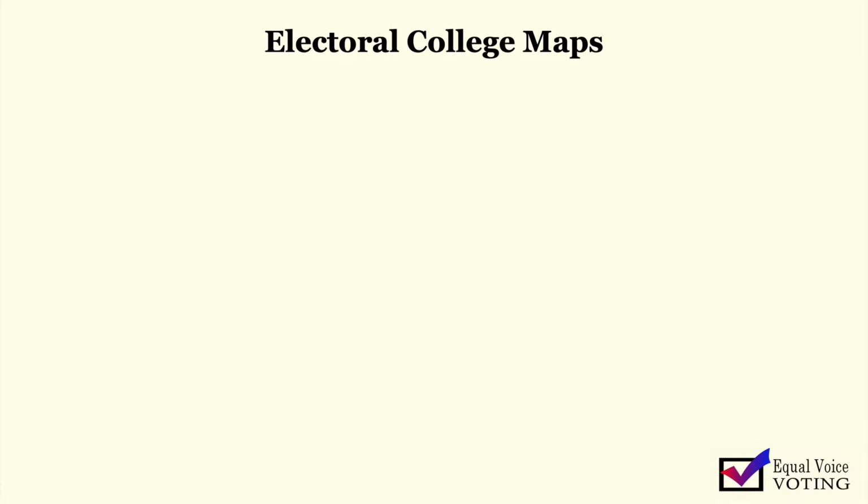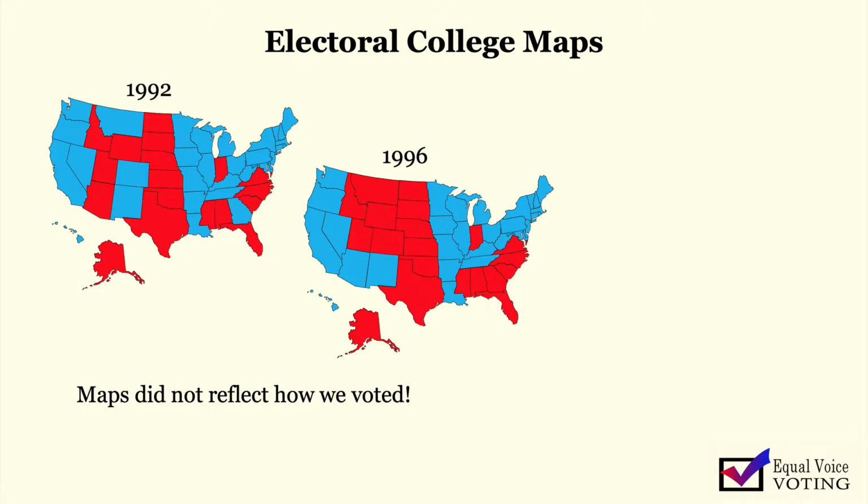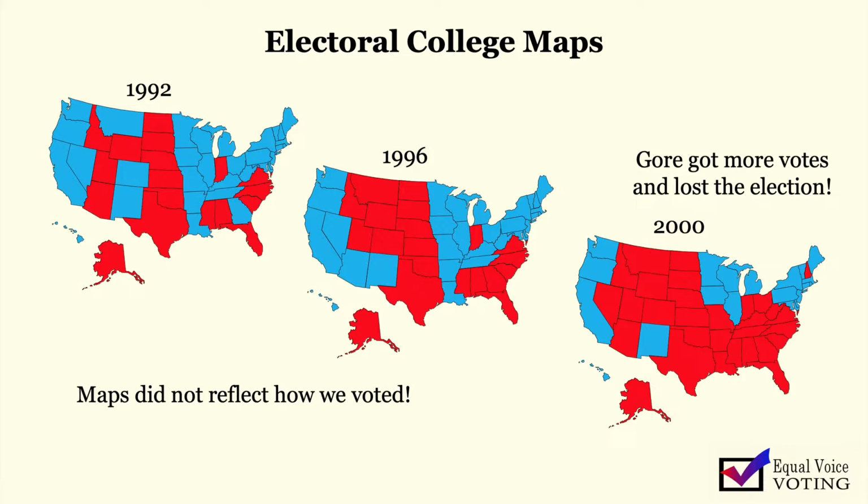The Electoral College election maps caught my attention way back in the 1990s. I began looking at those red and blue maps and realized something seems wrong. It seems that what we saw did not really reflect how people voted.